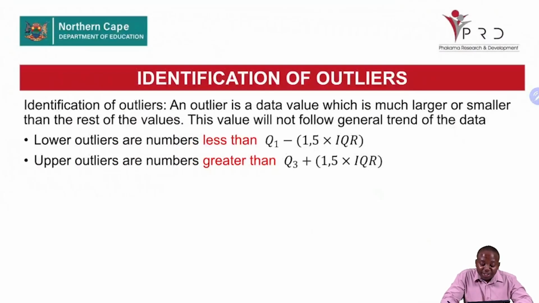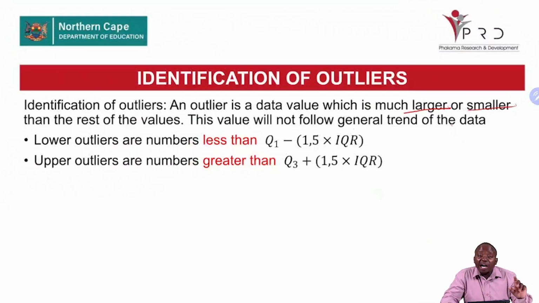Identification of outliers. Now what are outliers? An outlier is a data value which is much larger or smaller than the rest of the values. This value will not follow the general trend of the data. In most cases, outliers are found when we have things like errors. For example, let's say we're measuring the height of learners. Maybe we find that the height is, for example, 5 meters. There's no one who is 5 meters tall.